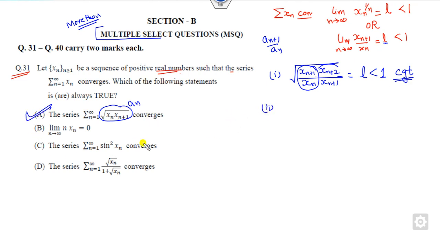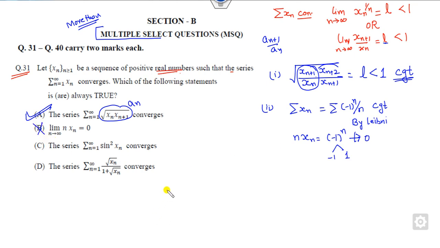Look at the second part. You have to think about which series is convergent. If I consider this series, minus 1 raised to power n, you can see that this is convergent by the Leibniz test. But what is xn? If you consider the limit, it will never go to 0. It is an oscillating series, either minus 1 or plus 1. So this option is cancelled out.